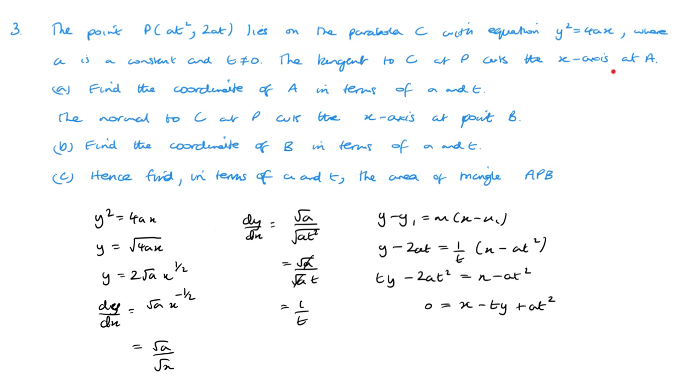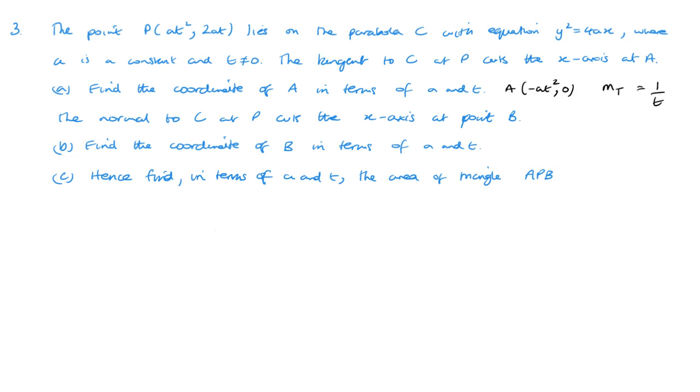at point A. So when it cuts the x-axis, y equals 0. So when y equals 0, we get 0 equals x plus at squared. So x equals minus at squared. So the coordinates of A are minus at squared, 0. Now B, or just before B, the normal to C at P cuts the x-axis at point B. So now we've got to find the coordinates of B.